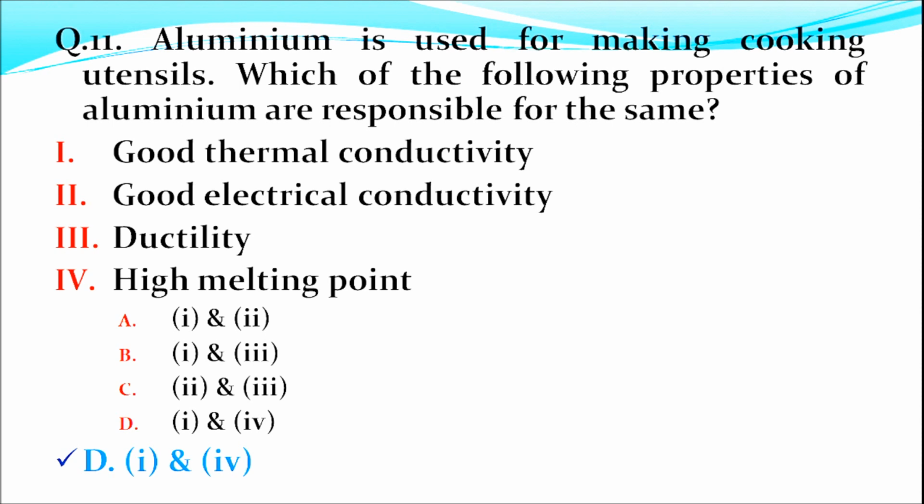Next question. Aluminium is used for making cooking utensils. Which of the following properties of aluminium are responsible for the same?